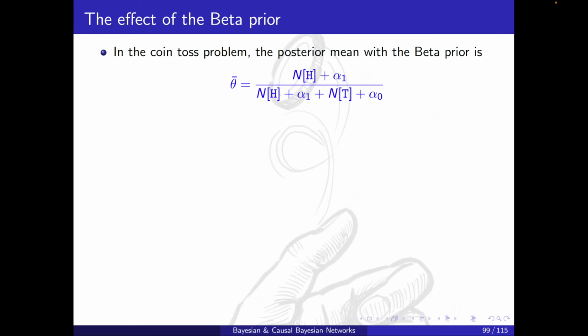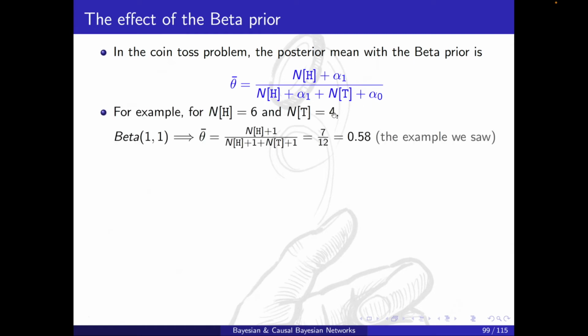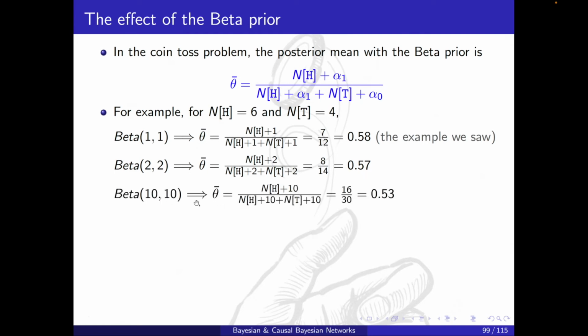So what if I have used this one instead of the uniform distribution? It's not difficult to see that the posterior mean would have this form, with alpha 1 appearing in the numerator and alpha 1 plus alpha 0 in the denominator. For example, if n of h was 6 and n of t was 4, then if I used beta 1, 1, this is what we use in the example, theta bar would be equal to this value. If I use beta 2, 2, it will be 0.57. With beta 10, 10, it would be 0.53. So it's decreasing here. And what was the MLE? Well, it was just 6 divided by 6 plus 4, which is 0.6.